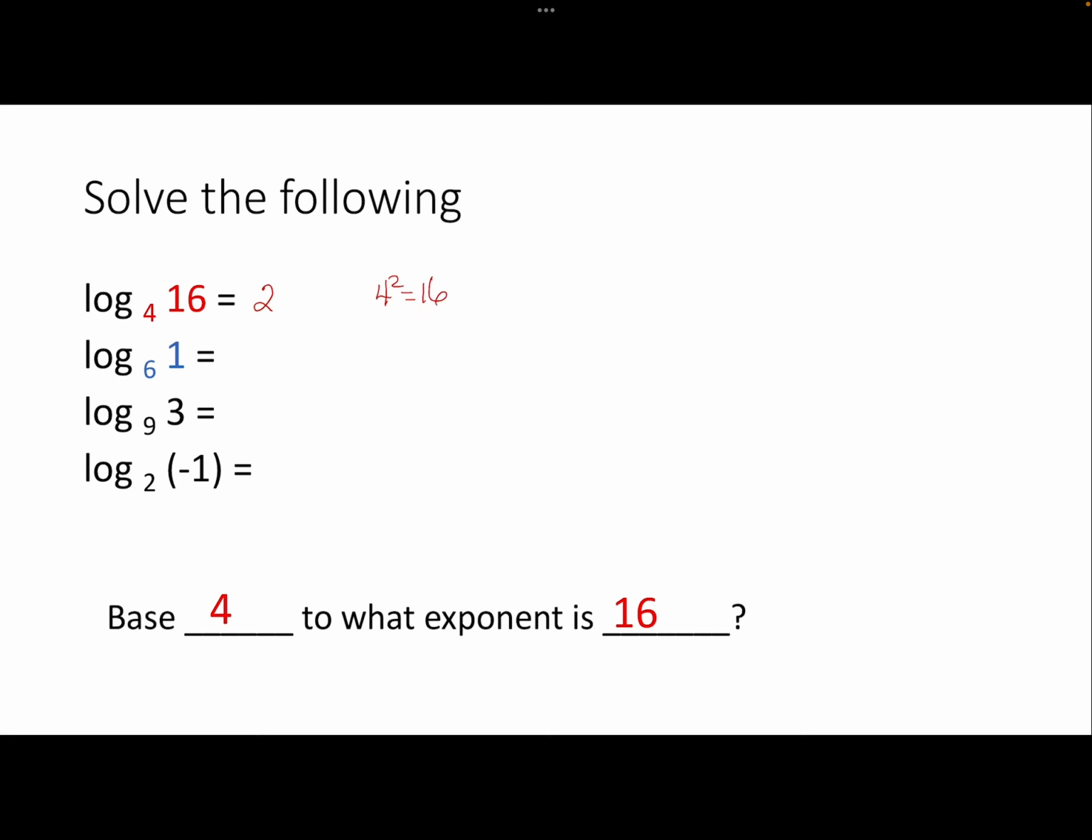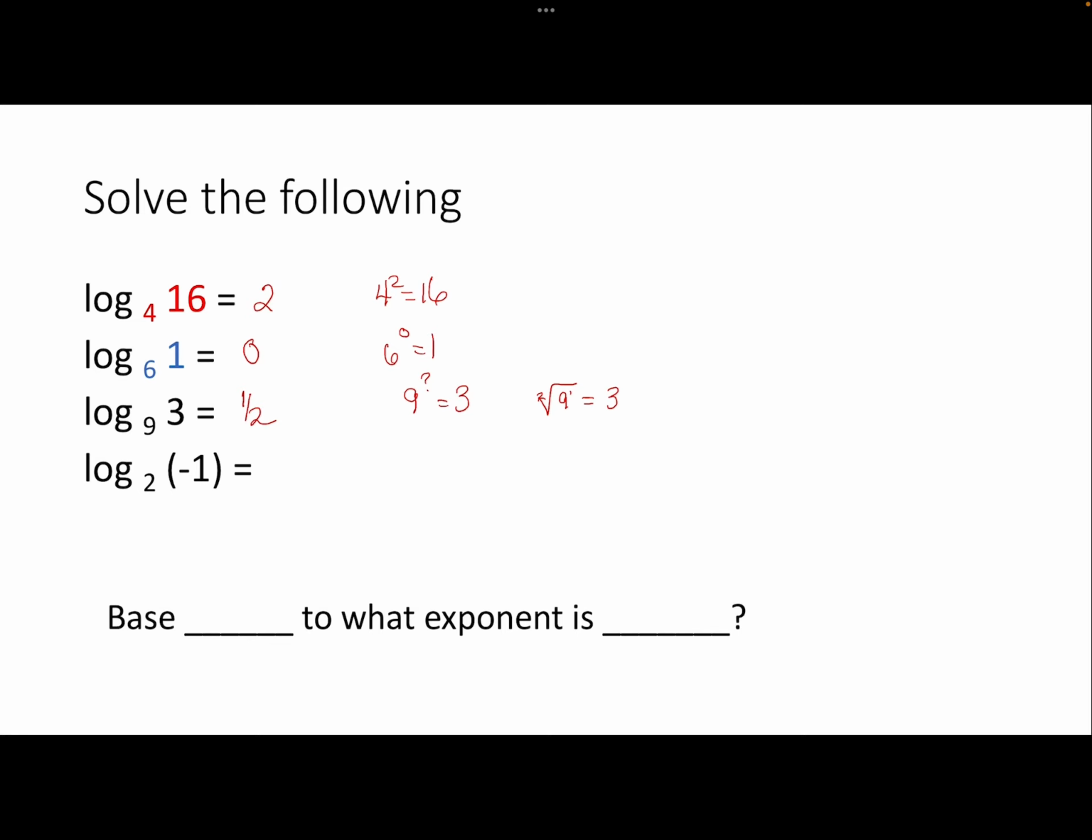Log base 6 of 1 is what? Base 6 to what exponent is 1? That would be 0. 6 to the 0 equals 1. Log base 9 of 3 is what? 9 to what power is equal to 3? We learned the one-to-one property that said that if you can get the bases the same, then the powers are the same. So what would I have to do to 9 to make it into a 3? I'd have to square root it. So if I'm square rooting 9 to get 3, the power of the square root is 1/2.